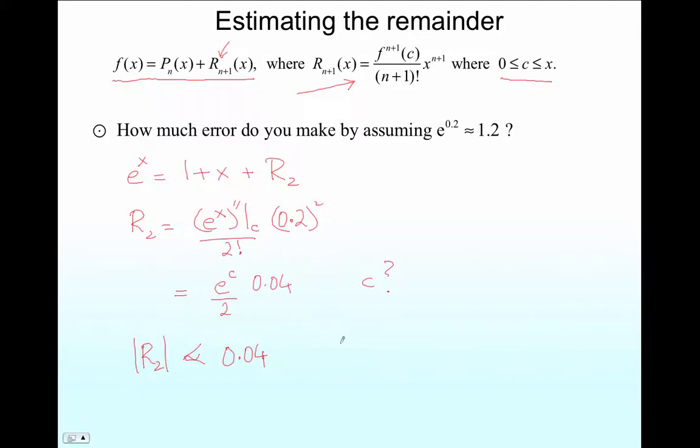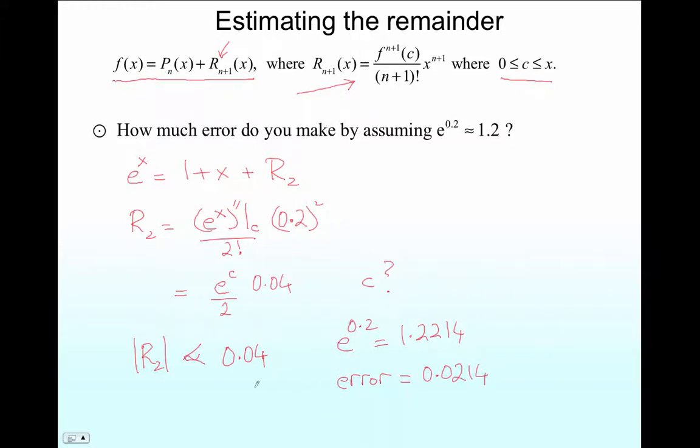Well, let's look at the exact value of e to the power 0.2, and for that we need a calculator, and the calculator tells me that it is 1.2214. And so the exact error that we made was from here 0.0214.